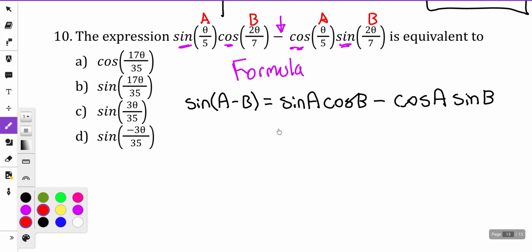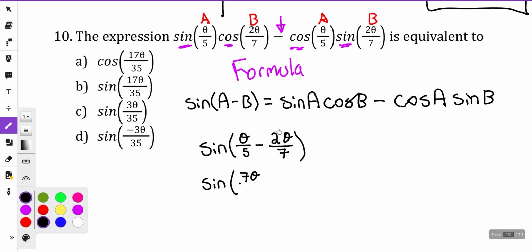So I could work this thing backwards a little bit. That means my original question was sine of theta over 5 minus 2 theta over 7. Combining those fractions together, I need a common denominator. That means the first one needs to be multiplied by 7, so it becomes 7 theta over 35. The second one needs to be multiplied by 5, making it 10 theta over 35.